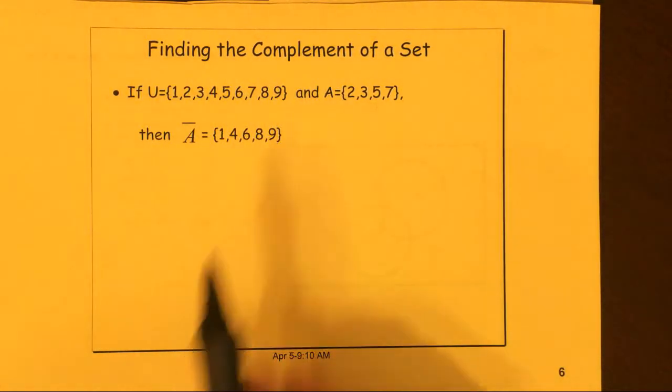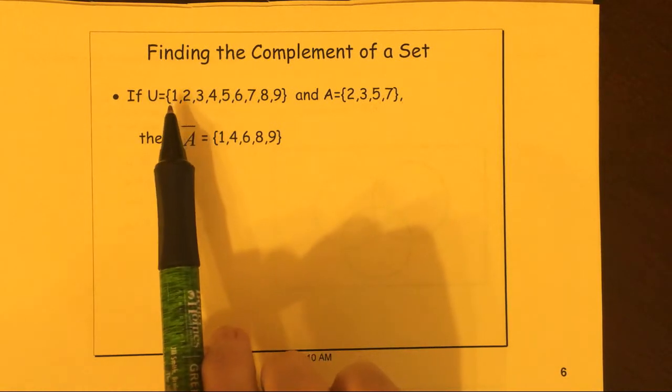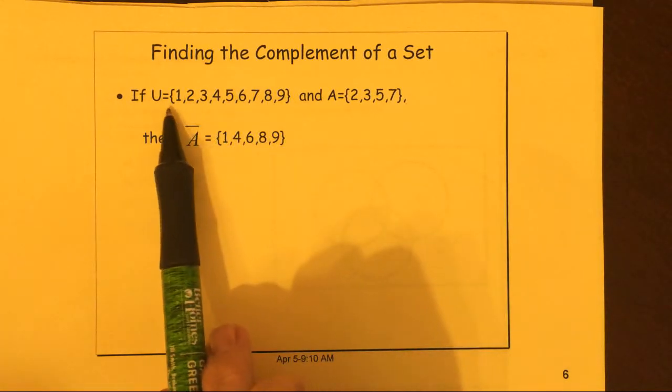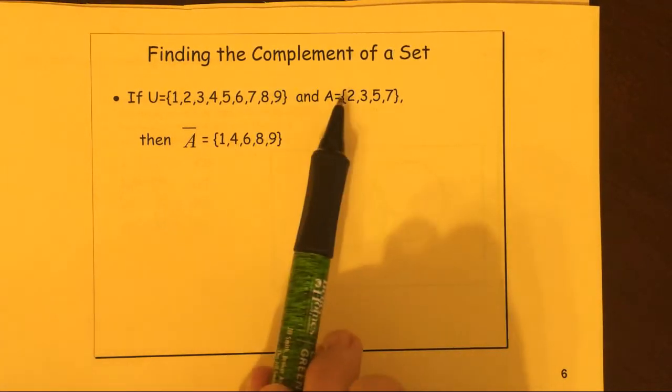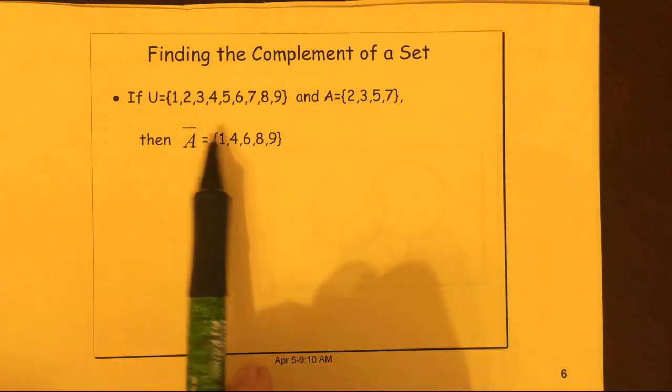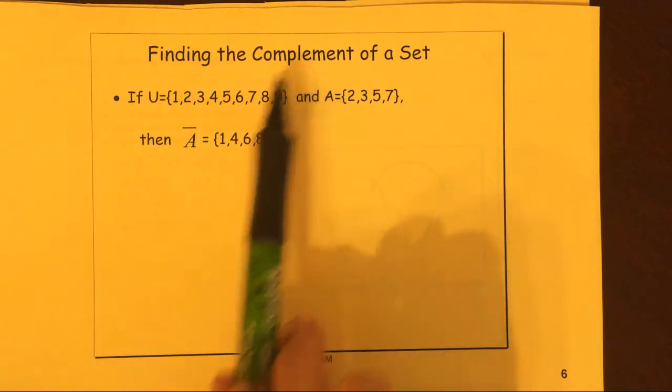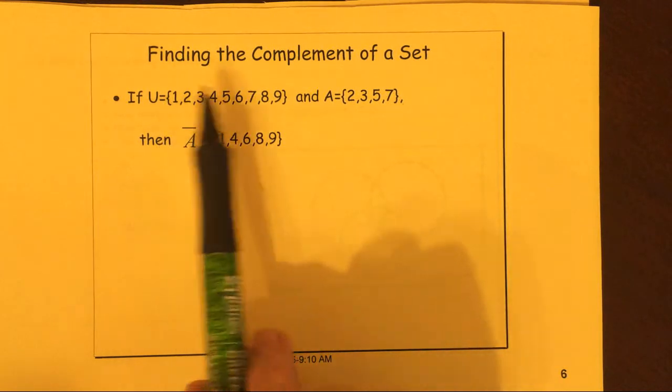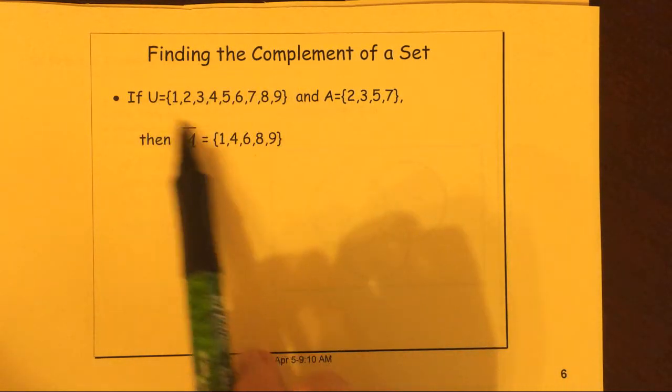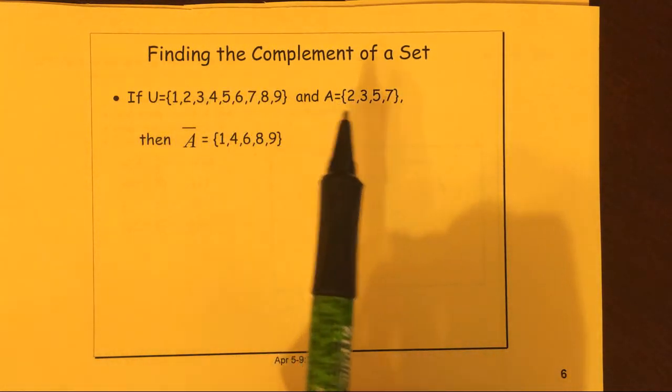To find the complement of a set, the first thing they have to give you is your universal. So they're going to tell you what the universal set is, and then they're going to tell you what A is. When they use this symbol, it means complement. When they ask you for the complement, you write down everything in the universal that's not in A.